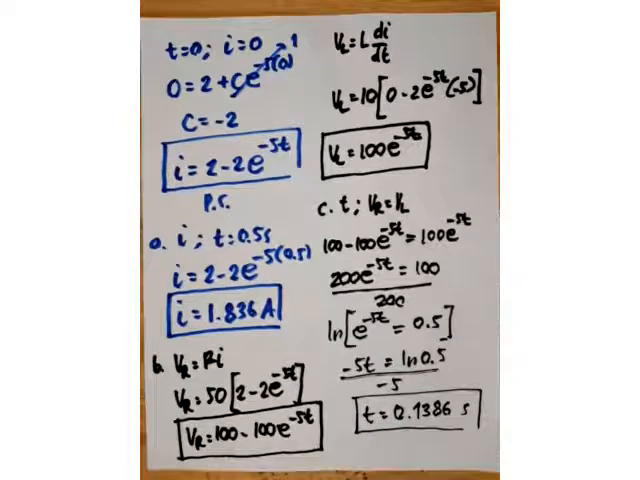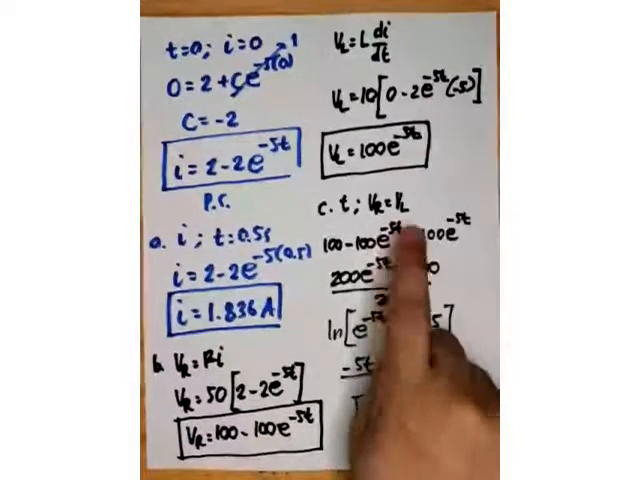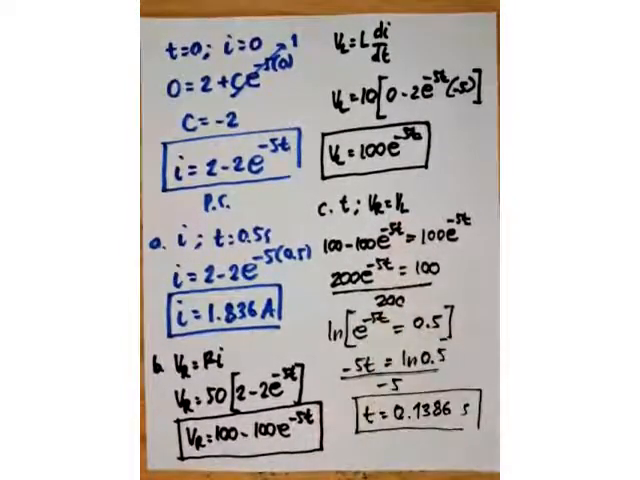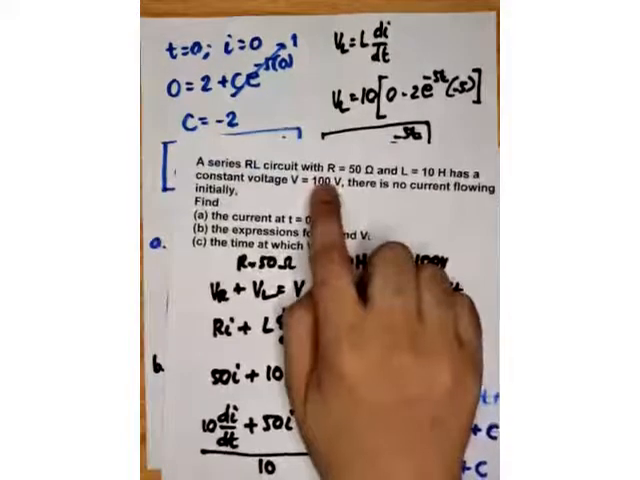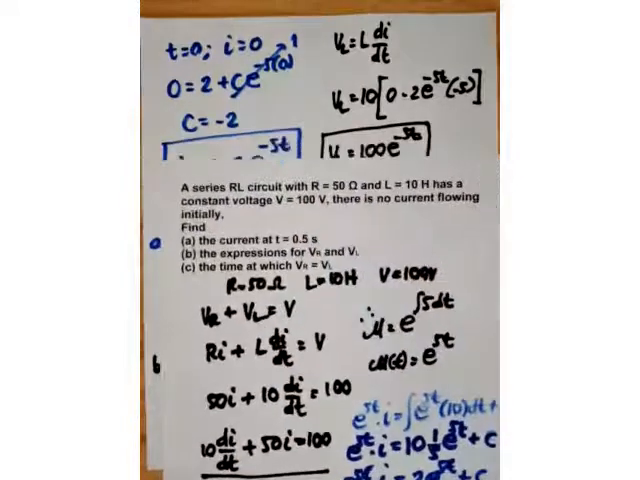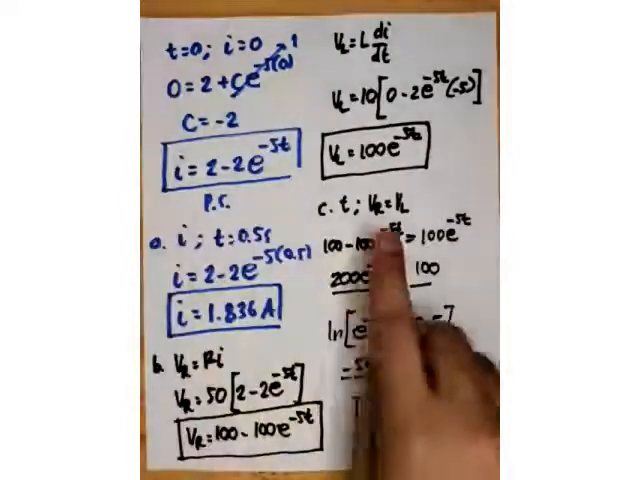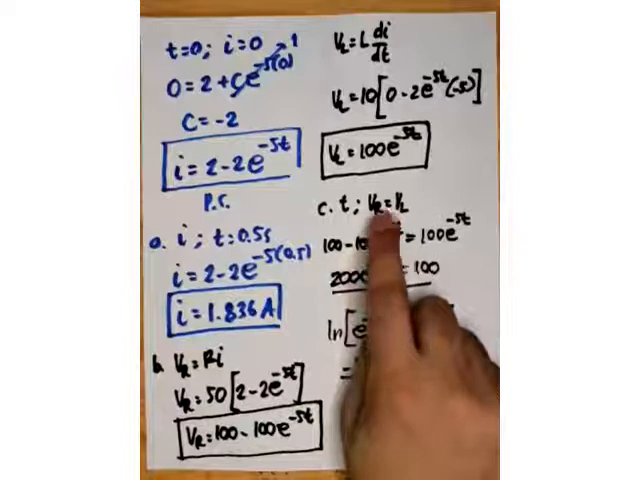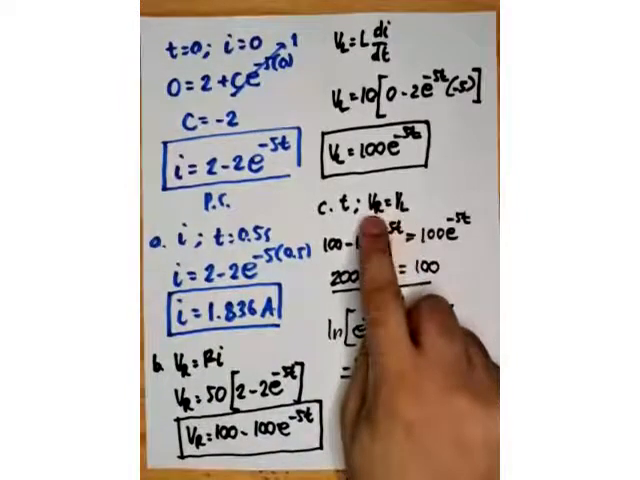Okay, there is another way of solving it. Class, kailan mag-equal, kung mag-equal yung VR and VL, ano dapat yung value nila? Given naman tayo ng voltage, voltage is 50. So mag-equal sila ng 50-50, kasi the total should be 100.